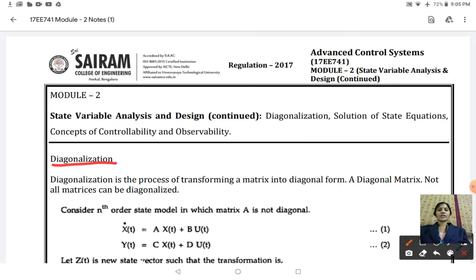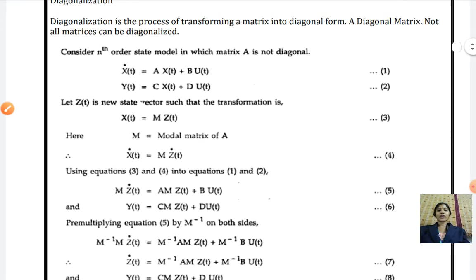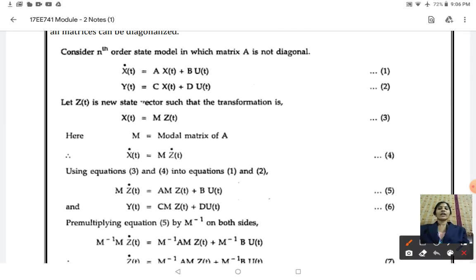Diagonalization is nothing but transforming a matrix into diagonal form, that is a diagonal matrix. Not all matrices can be diagonalized. For example, consider your state equation and output equation. The state equation is x dot of t equals Ax of t plus Bu of t, and your output equation is y of t equals Cx of t plus Du of t.